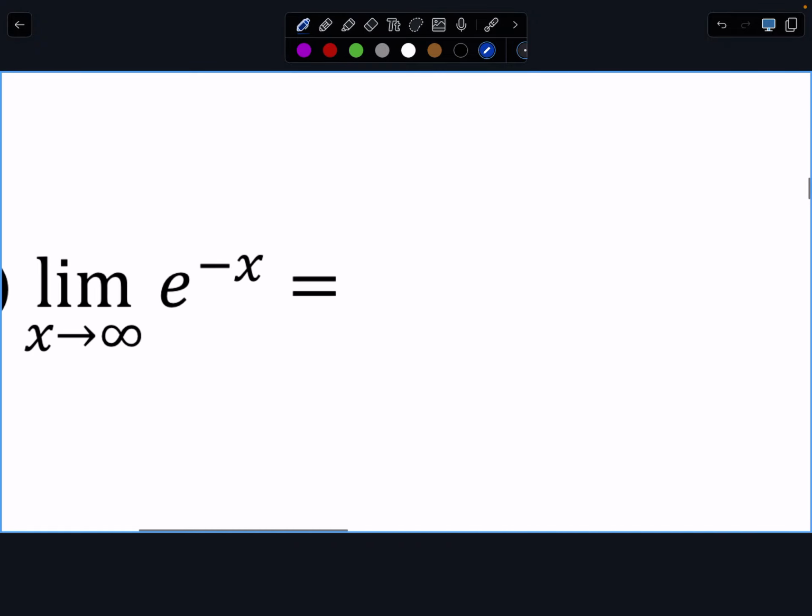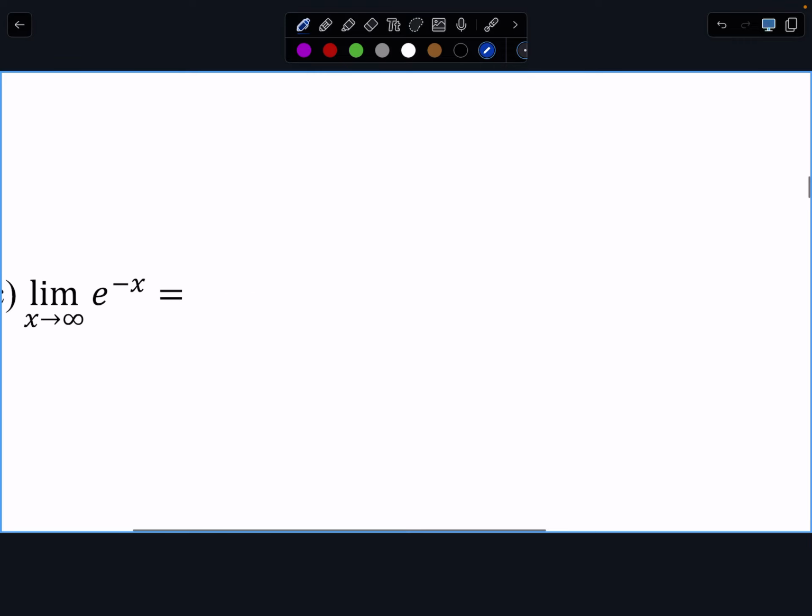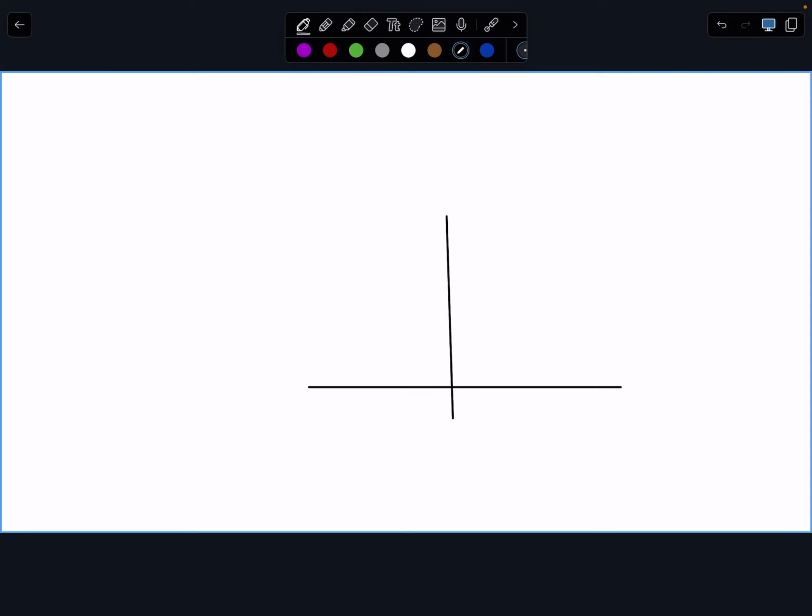Okay. e to the negative x. Now, you guys have studied y equals e to the x. Let's think about what that graph looks like.